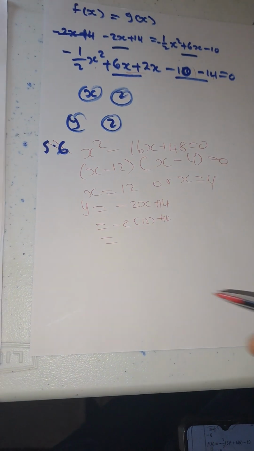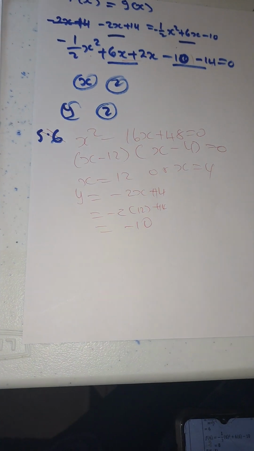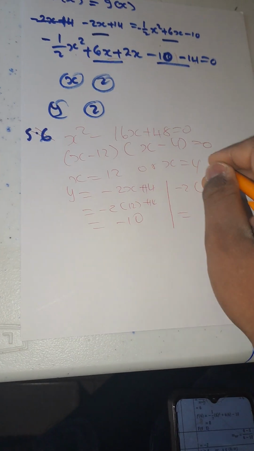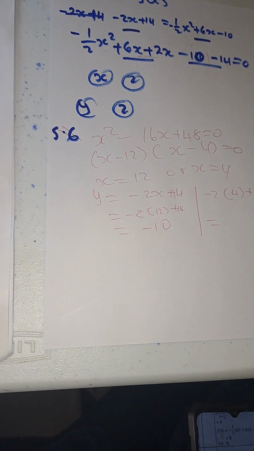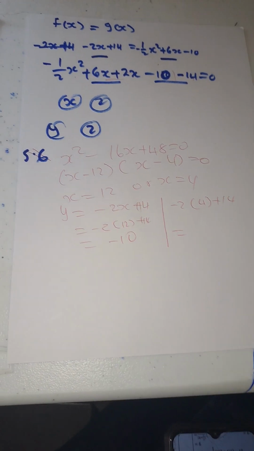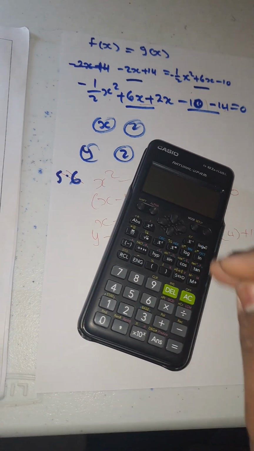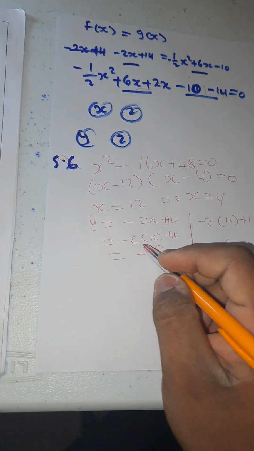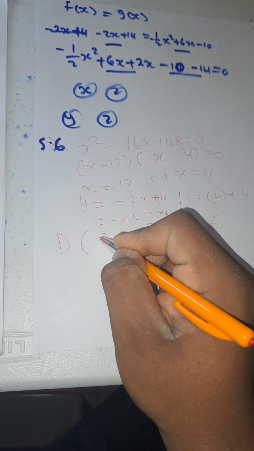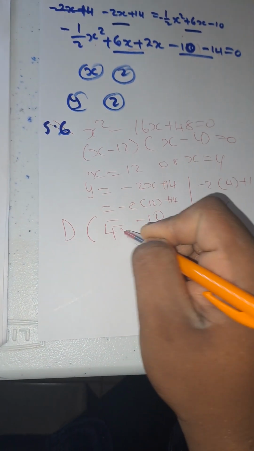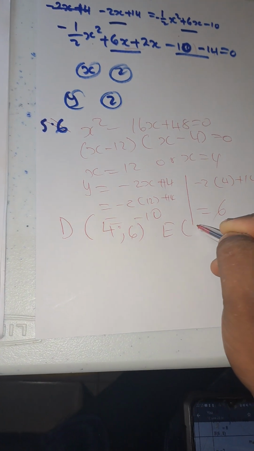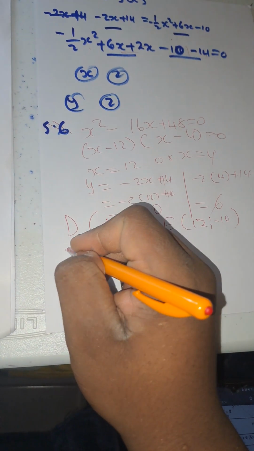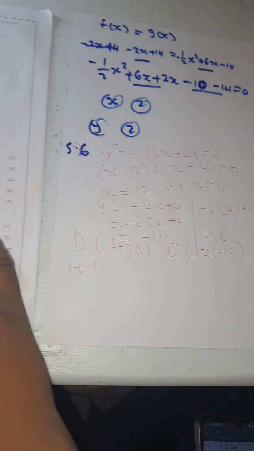So and then what am I gonna get? Minus 10. And then the second one, minus 2 times 4 plus 14. Minus 2 times 4 is minus 8. Minus 8 plus 14, it is 6. So these are my y values. So for D, it will be 4 and 6. For A, it will be 12 and minus 10.